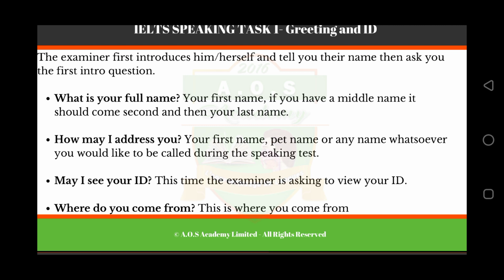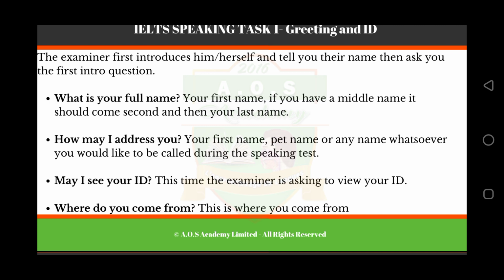First of all, the examiner will introduce him or herself and tell you their name, then ask you the first intro question. Now, the first intro question is, what is your full name? For example, he or she will say, "Good morning, my name is Grace. What's your full name?" You need to answer by returning the greeting with his or her name or not, and then you will say your name.